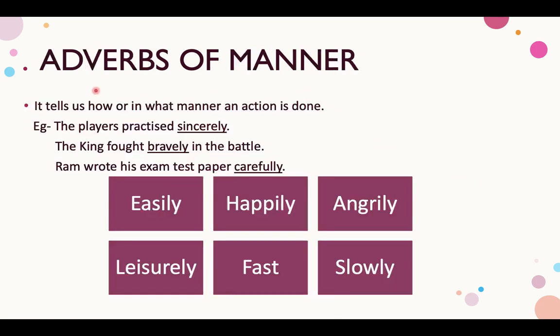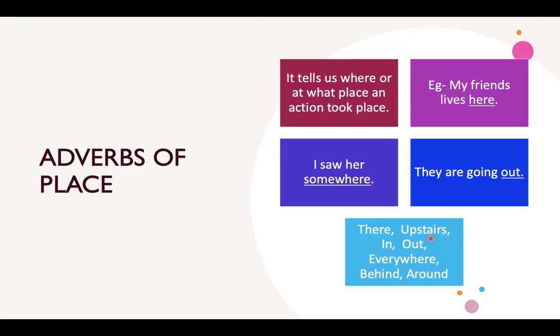Let's learn in detail what is an adverb of manner. It tells us how or in what manner an action is done. Examples: the players practiced sincerely. The king fought bravely in the battle. Ram wrote his exam test paper carefully. So children, all these words like easily, happily, angrily, leisurely, fast, slowly, all these are adverbs of manner because they tell the manner of an action.